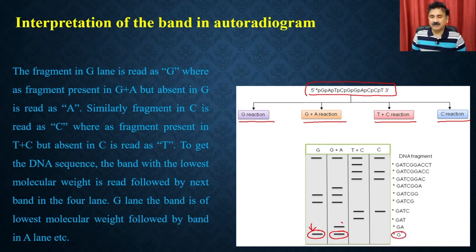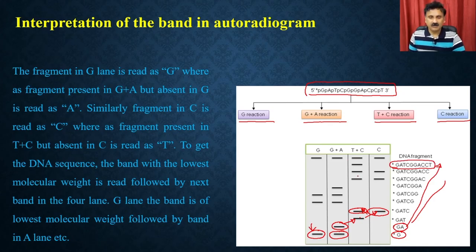The same fragment you see here has also been present again, so that's how you read the G plus A. You go in the reverse direction again, just like we discussed in Sanger's method. So you go like this, and if it is a T plus C, then you read the C first and then you read this. If you go in the reverse direction, you are going to end up with the sequence of the DNA fragment which you want to sequence in these reactions.